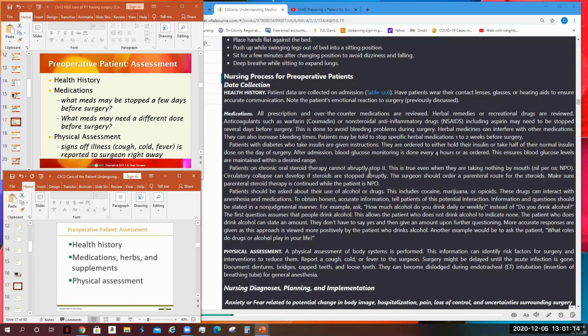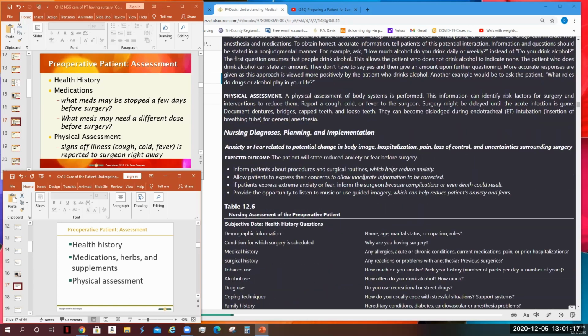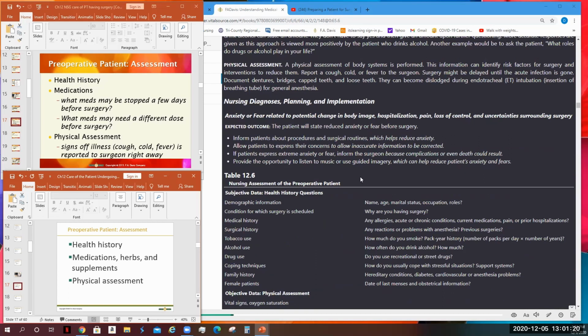Physical assessment. A physical assessment of body systems is performed. This information can identify risk factors for surgery and interventions to reduce them. Report a cough, cold, or fever to the surgeon. Surgery might be delayed until the acute infection is gone. Document dentures, bridges, capped teeth, and loose teeth. They can become dislodged during endotracheal intubation, insertion of a breathing tube for general anesthesia.